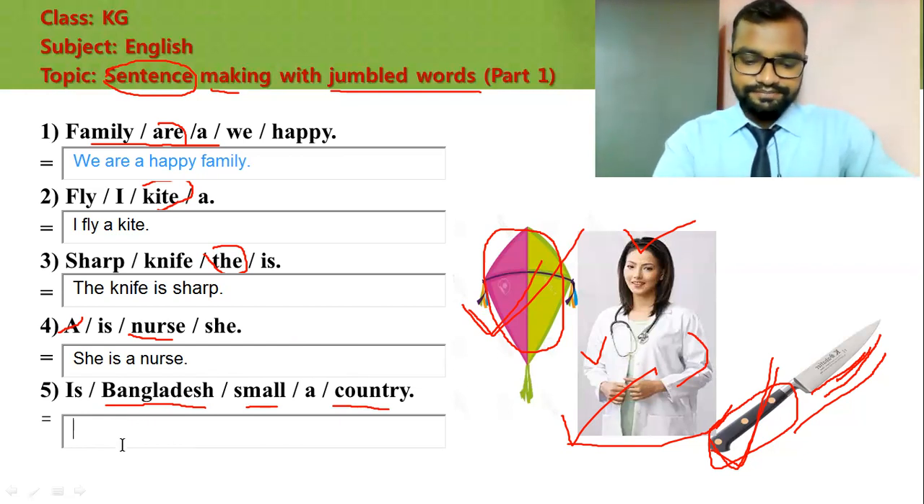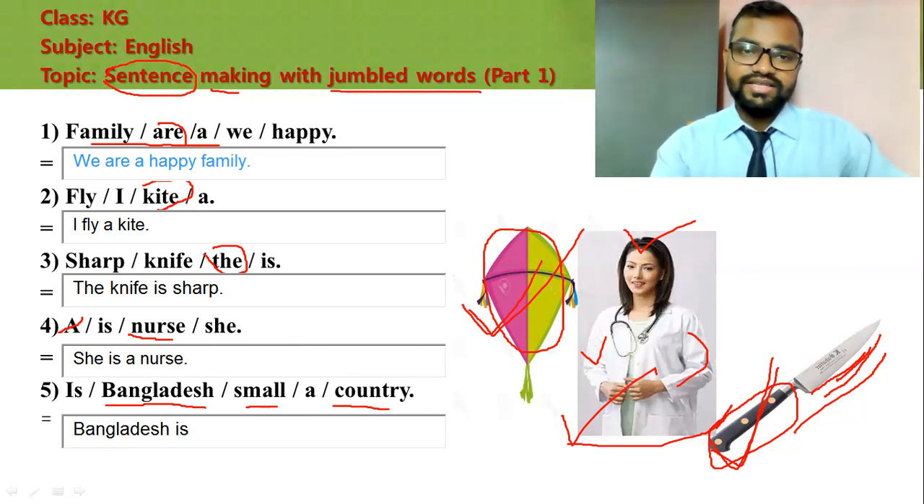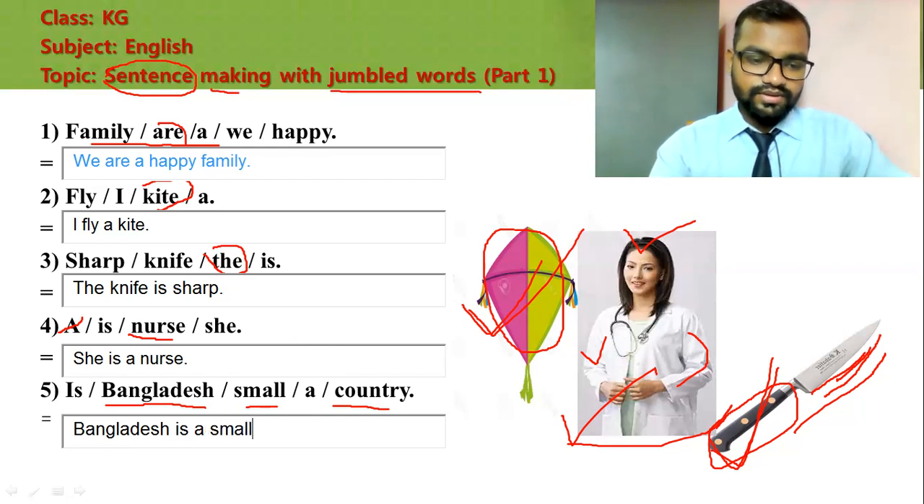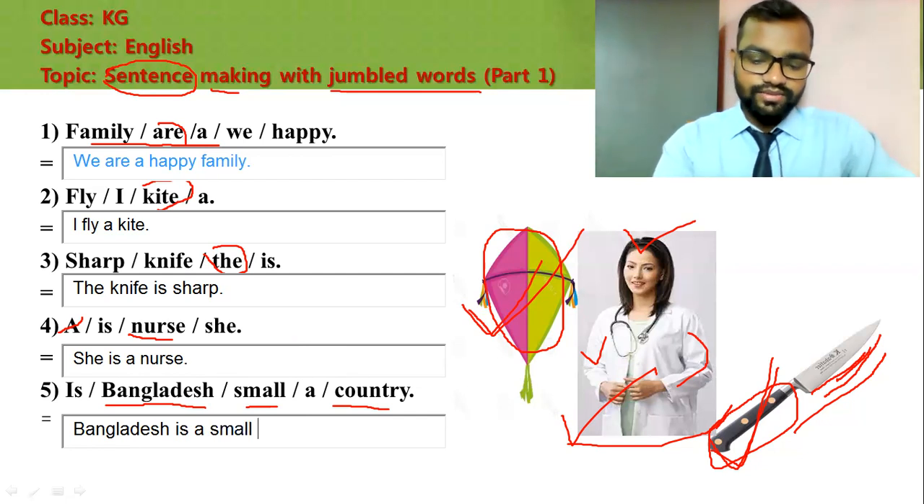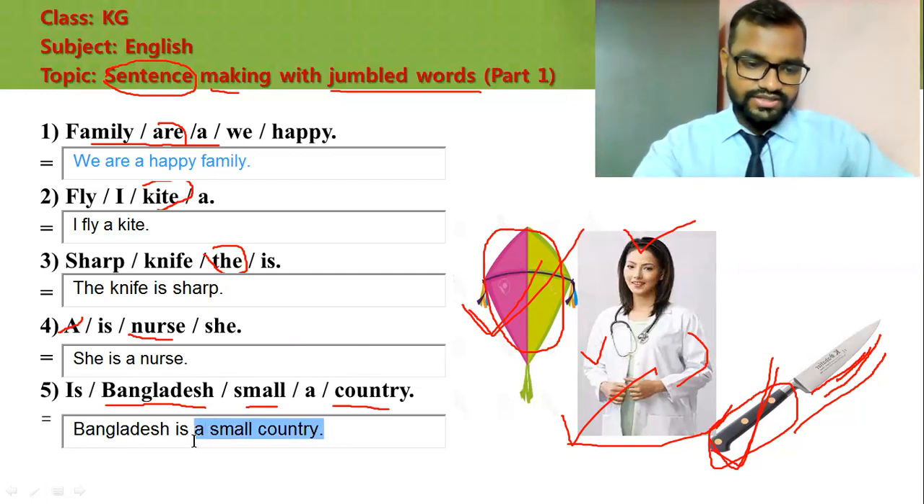We can write first Bangladesh, and then we can put is. Bangladesh is what? Is then a small, small what? Bangladesh is small, small country, right? So put country here. Okay, so Bangladesh is a small country right here. Bangladesh is a small country, right?